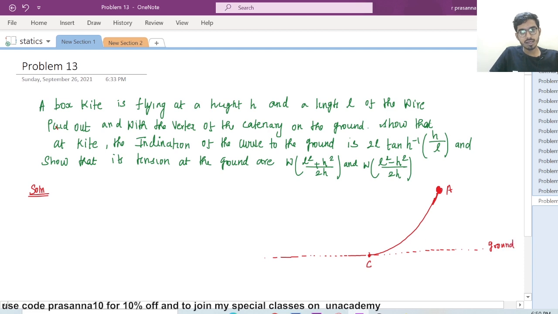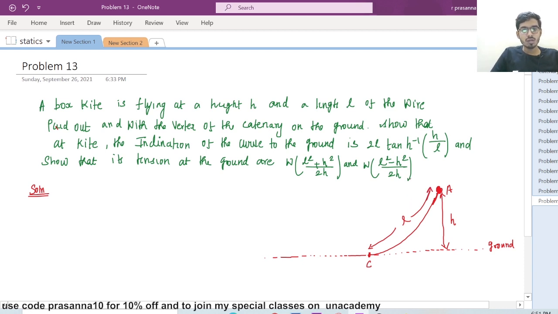So we are flying a kite, and it is at height h. That is, the distance from this kite to the ground level is h, and a length L of the wire is paid out, with the vertex of the catenary on the ground. This is the wire, and here is the kite. The kite is attached by this wire, and the length of this wire is L.